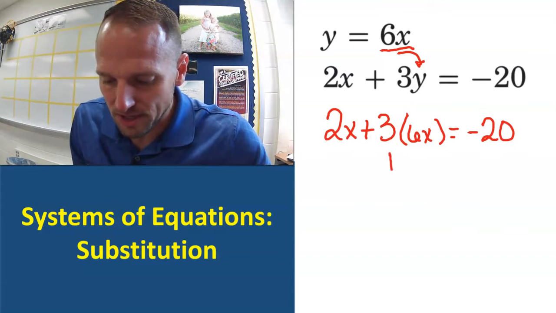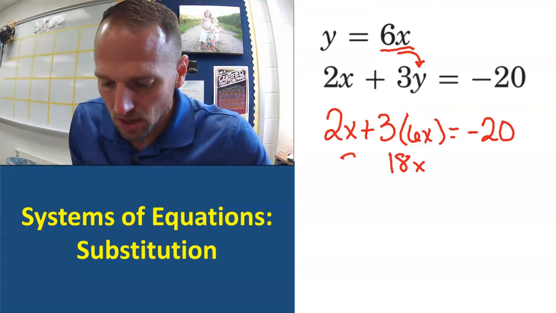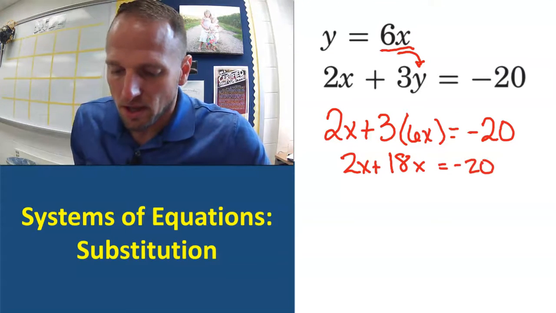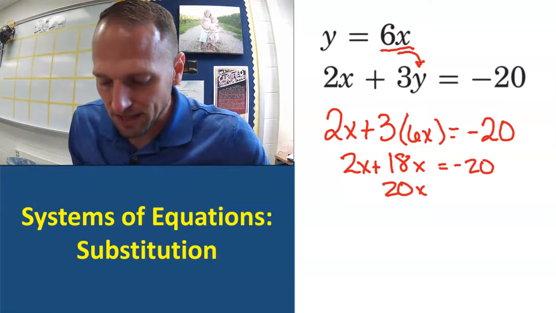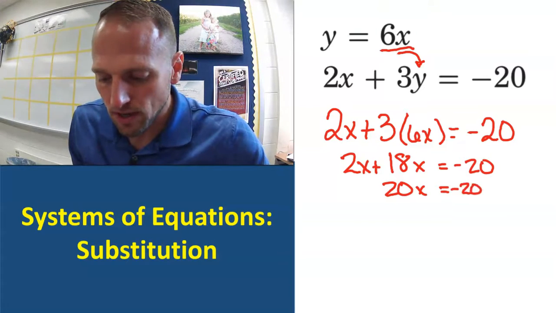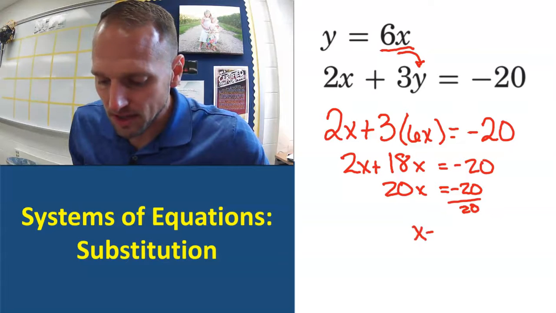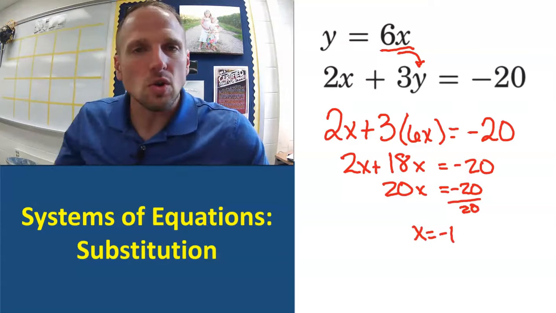Multiply 3 times 6x, that's going to be 18x. So we've got 2x plus 18x equals negative 20. So that's going to be 20x equals negative 20. Divide the 20 over, and we're going to get x equals negative 1. All right, so we're still not done.